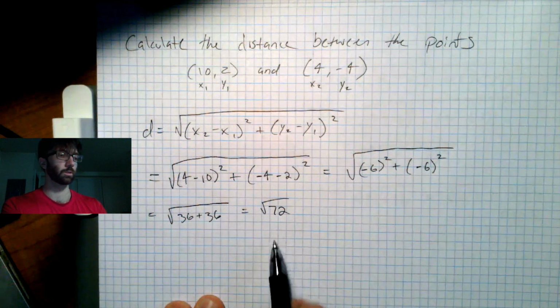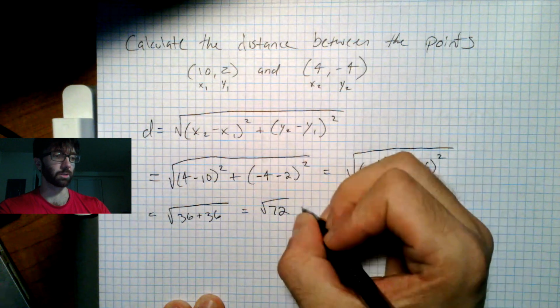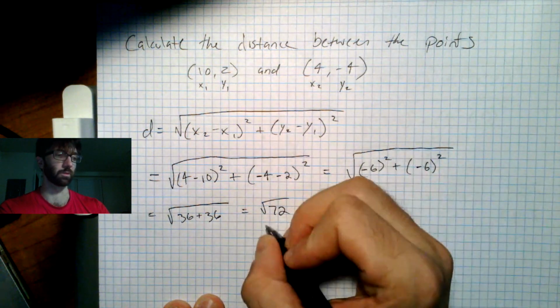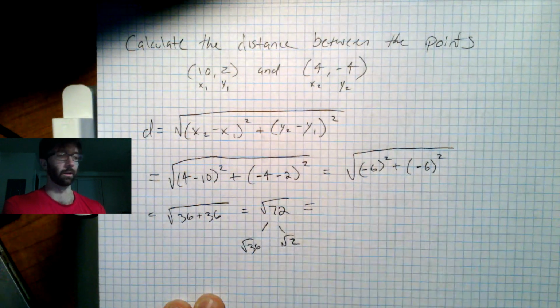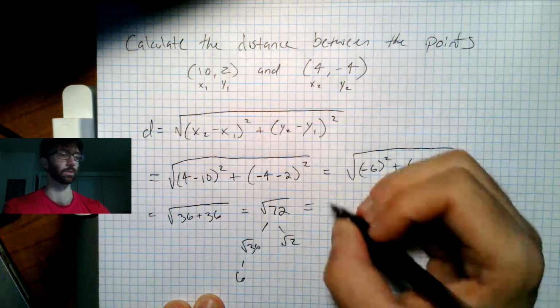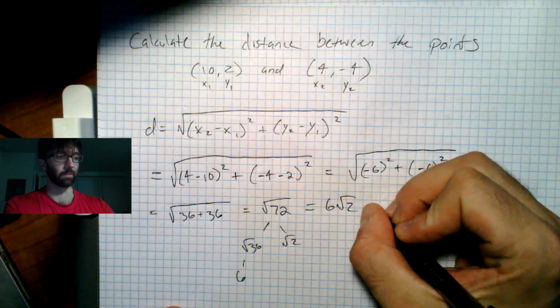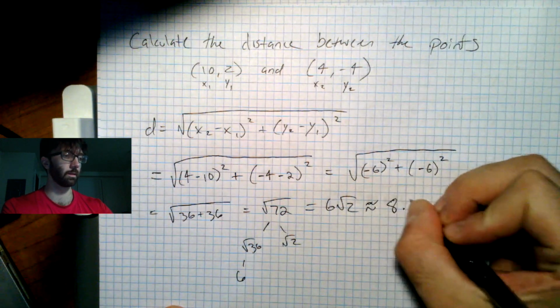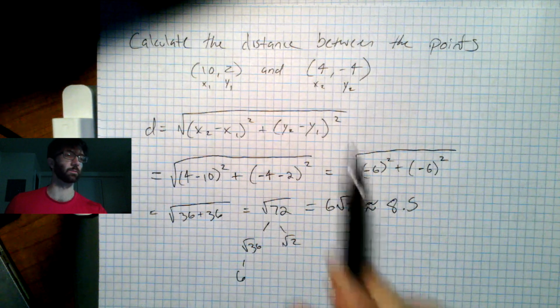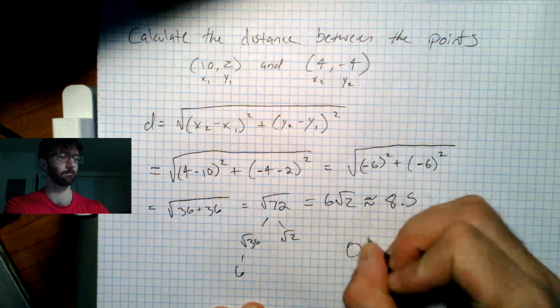And this, again, is an exact answer. It's absolutely correct. But if you want this in simplest radical form, the largest perfect square that goes into 72 would be 36. And the square root of 36 is, of course, 6. And so this is going to be 6 root 2. Or you can go ahead and type that into a calculator, and you end up with approximately 8.5 units. So the distance between these 2 points is roughly 8.5 units. All right, and we'll call this one done.